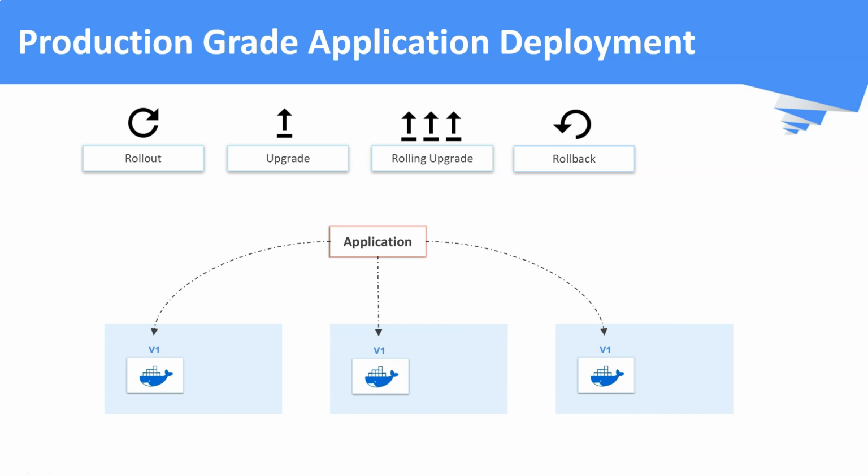We can also pause our rollouts for the time being, just in case you want to apply multiple fixes all together in a single rollout. Once you have all the fixes, you can resume the rollout to trigger the deployment in a single shot. By now, you should be clear on how application deployments and upgrades are made in a production environment.